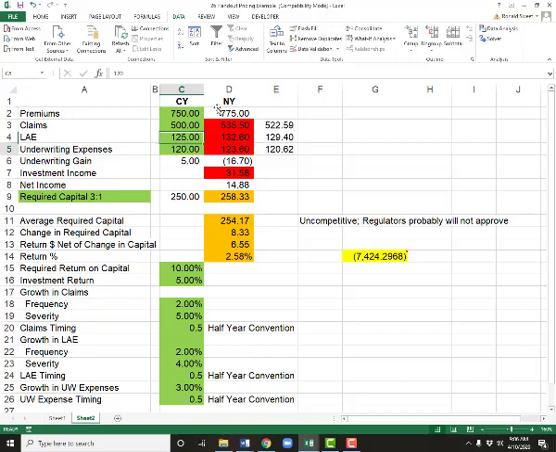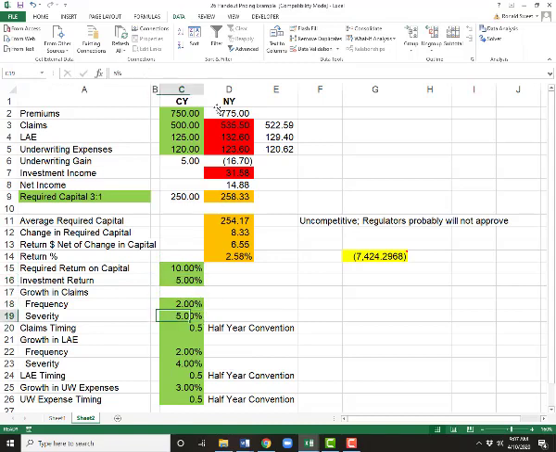The numbers look a little bit different from the last problem. They're similar in some ways, but anyway, our last year numbers look very similar. Last year we made an underwriting gain of 5. Our required capital is exactly the same, 250. Our return on capital is a little bit higher at 10%. Investment return is a little bit higher at 5%.